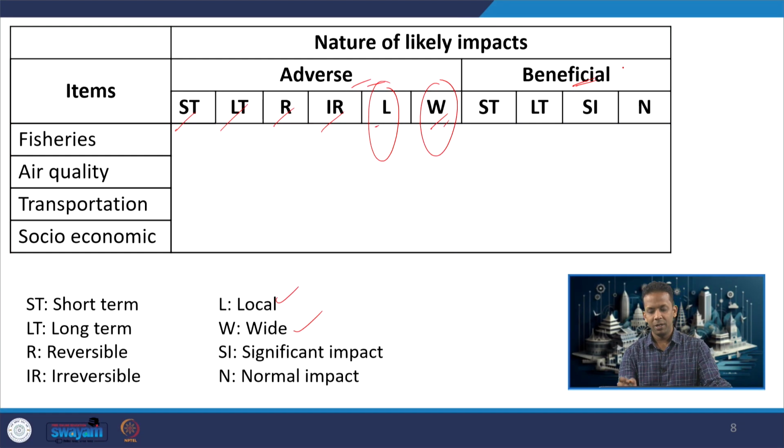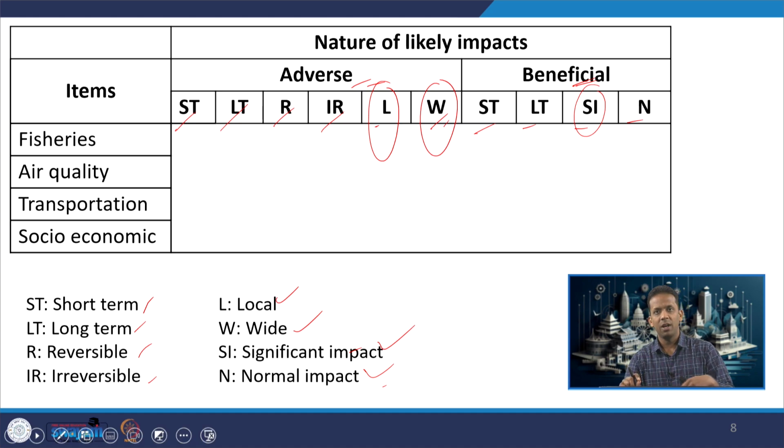So, similarly in beneficial we can have these categories. It can be SI, significant impact, N, normal impact. Sometimes impact is negligible, so we do not know whether to consider it or not, sometimes it is significant. So, these are different categories based on which we can categorize the impact. Similarly, in the ad hoc method also we did the same thing. Okay. So, if you look carefully, there is not much difference between ad hoc and a checklist. I would say a checklist is just a different type or more formalized version of the ad hoc method, and some better sophisticated way of representing the ad hoc EIA method itself.